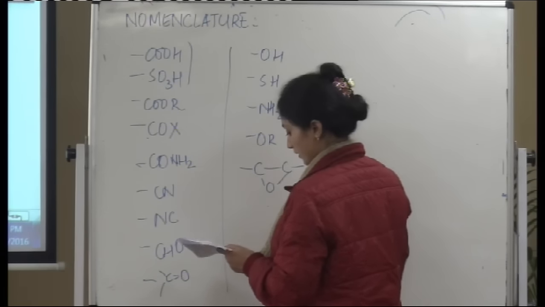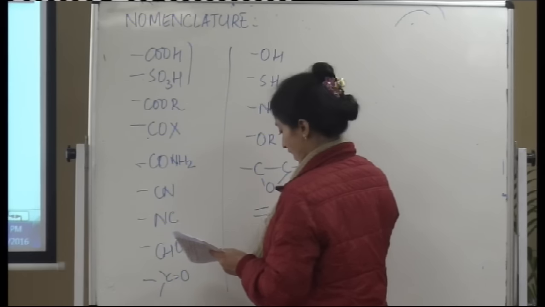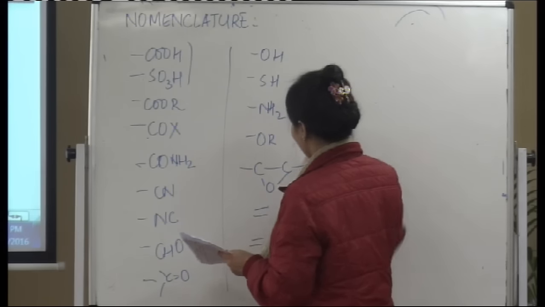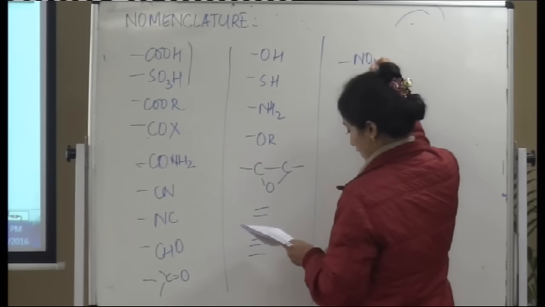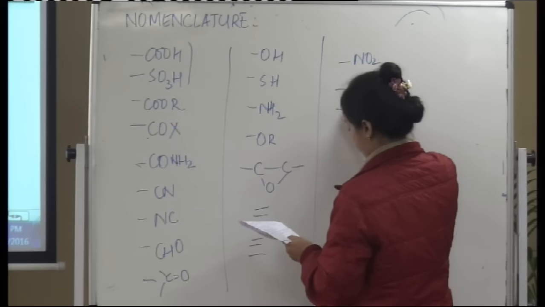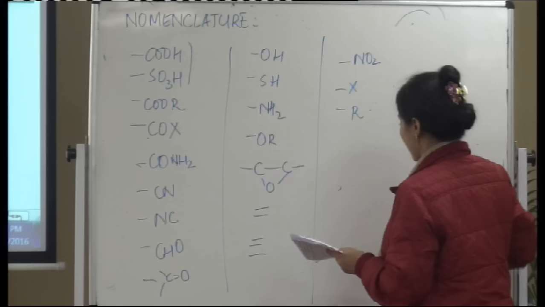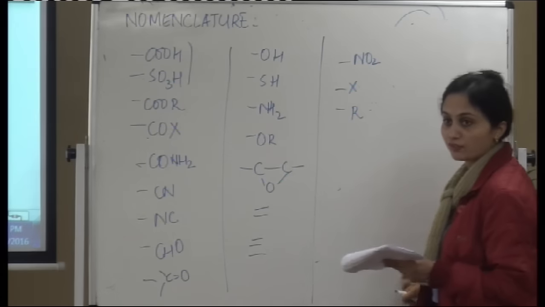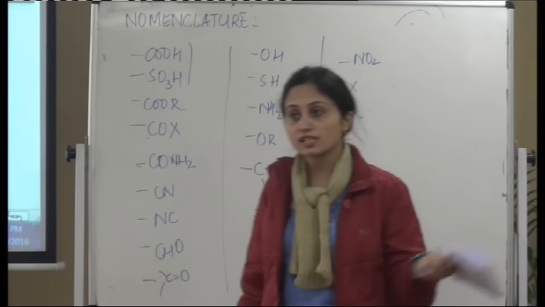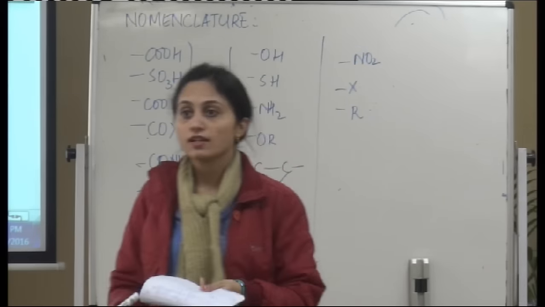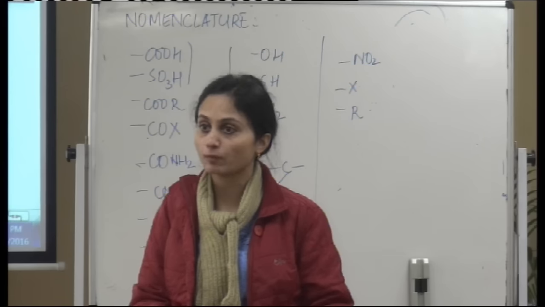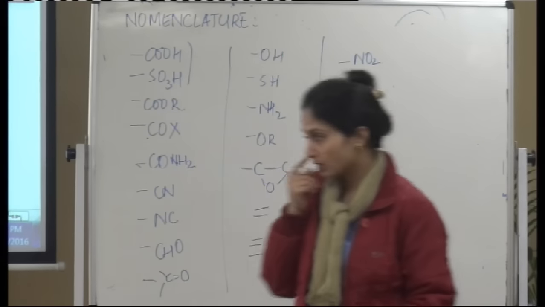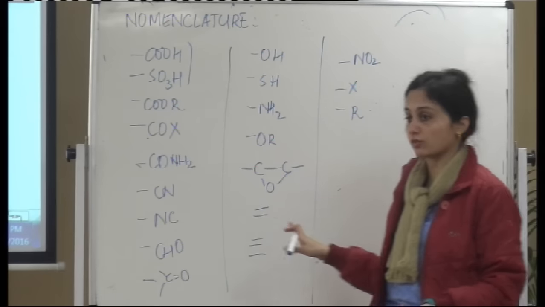cyclic ethers, or you have your double bond which has a preference over your triple bond, followed by your NO2, and you have X, and you have your alkyl groups. And for alkyl groups also I have told you how the preference is to be given. If it is for the same halogens which are attached, same halide ions, chloro, fluoro, then also you can follow the alphabetical order. No other concept of inorganic is to be applied here.